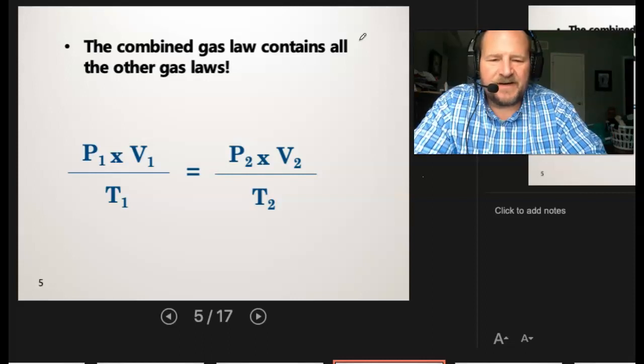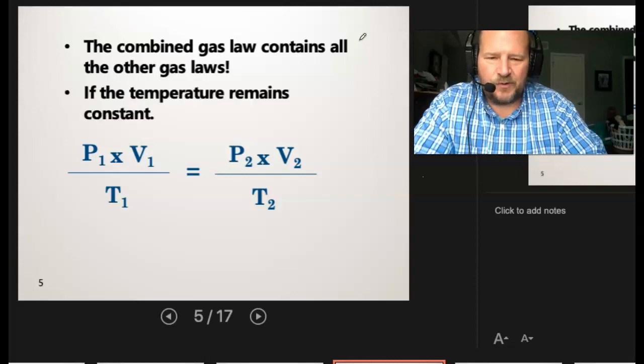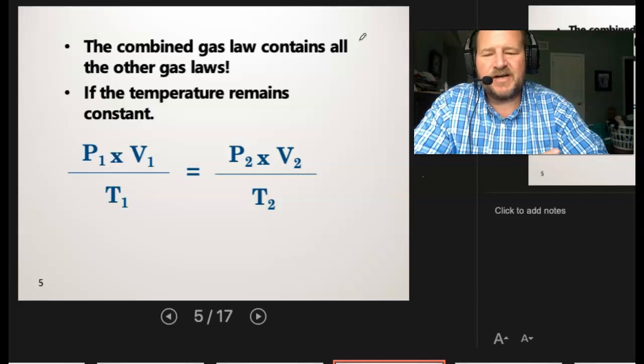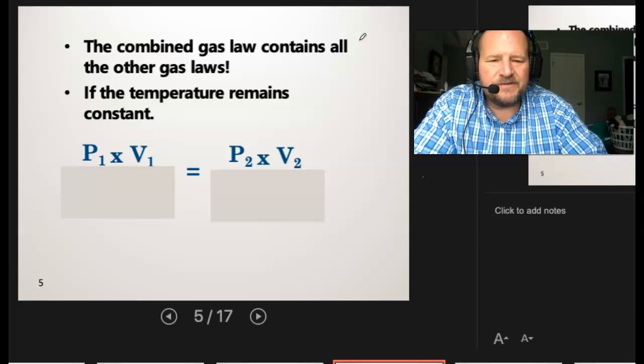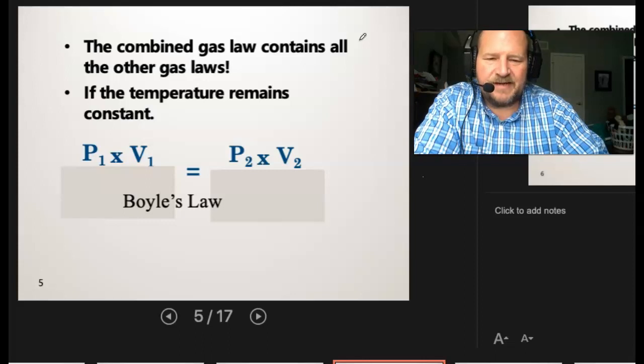So all three of these variables are going to be in there for every gas. It's just a matter of which one we are holding constant. For instance, if we hold the temperature constant, we know that T1 will be equal to T2. They go away. What's left over? P1 V1 is equal to P2 V2. That's Boyle's law. And that's what we started out with, Boyle's law. We said if the temperature remains constant.